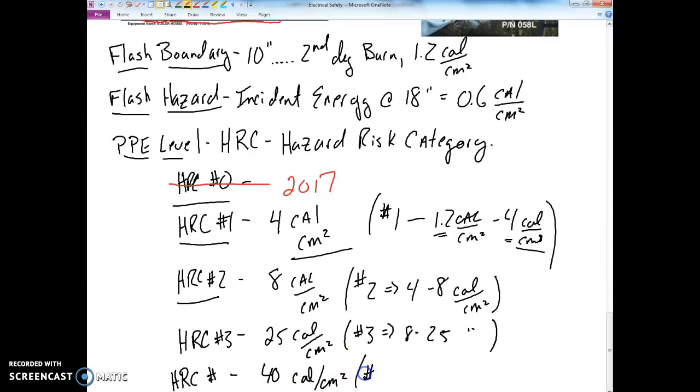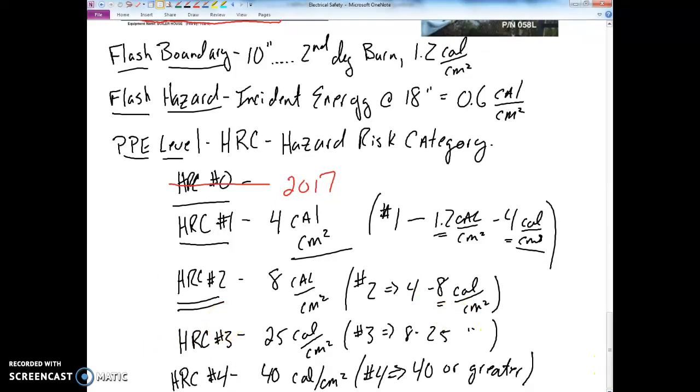What most people do is equip their electrical personnel with category 2, but you have to keep in mind that if you're in hazard risk category 2 clothing, you have to know that the incident energy available at 18 inches is less than 8 calories. So anyway, hopefully that explains hazard risk category.